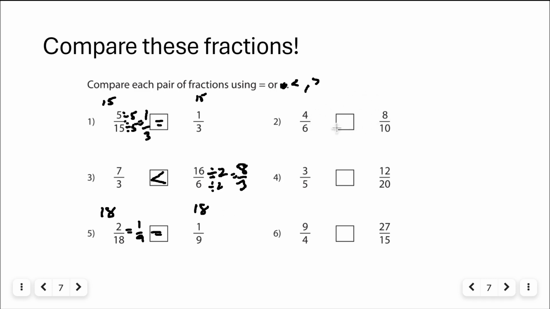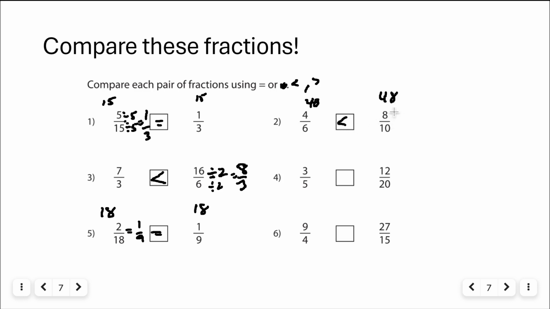4/6 versus 8/10. I can multiply these. 4 times 10 is 40. 6 times 8 is 48. So the 48 is bigger than the 40. So that means 4/6 is less than 8/10.